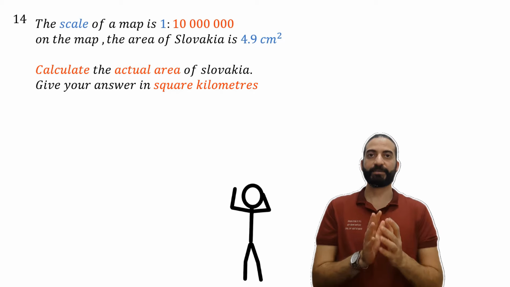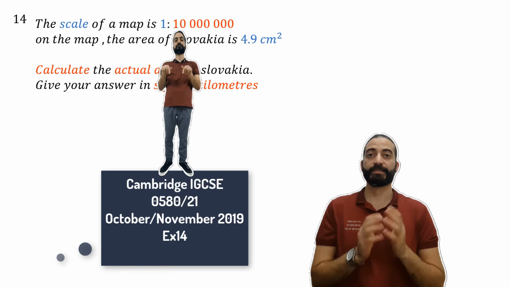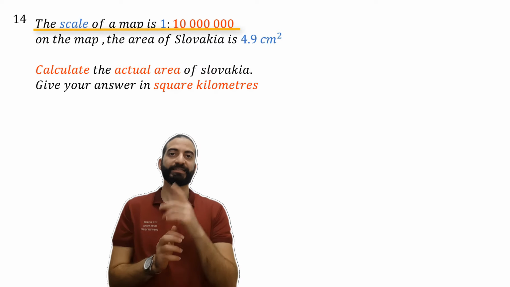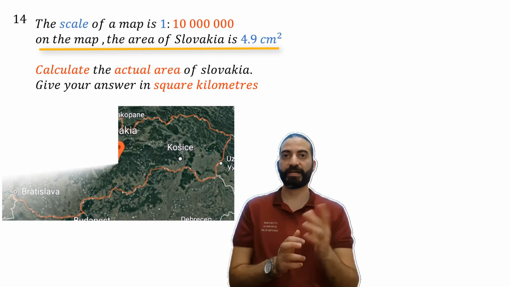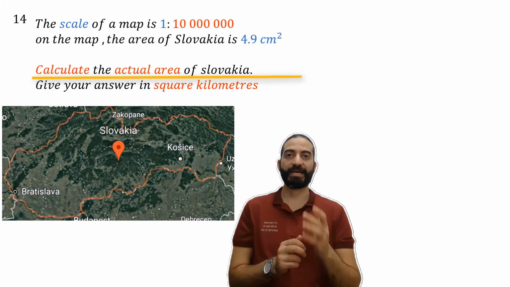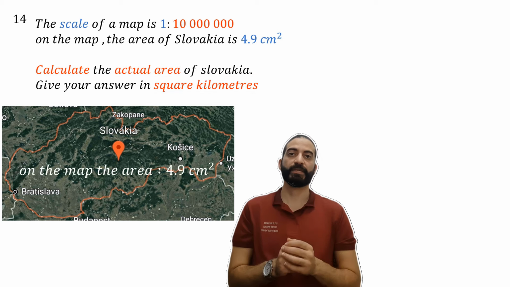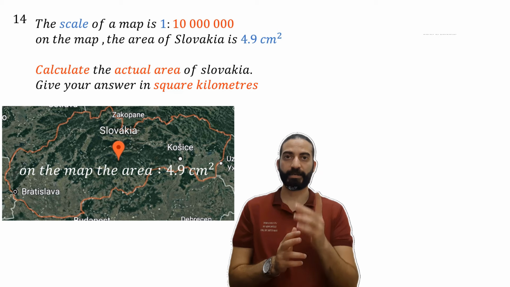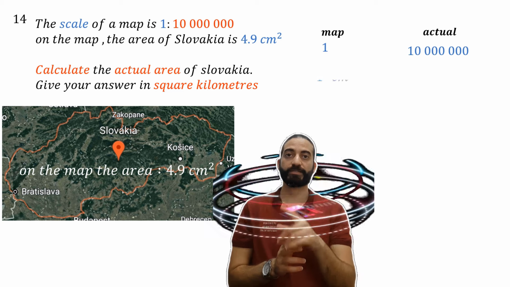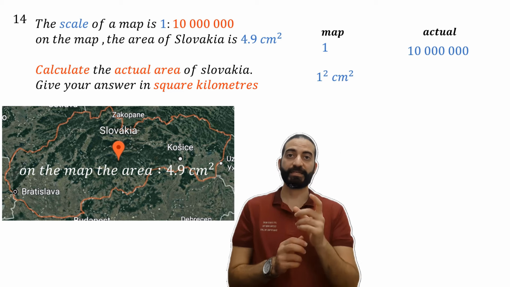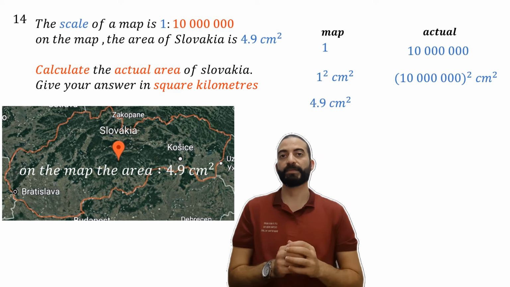Hello everyone. We will start by solving question 14 of the Cambridge IGCSE 2019 exam. The scale of a map is 1 to 10 million. On the map, the area of Slovakia is 4.9 square centimeters. Calculate the actual area of Slovakia. Give your answer in square kilometers. It tells us that 1 centimeter on the map is 10 million in actual. This means that every 1 square centimeter on the map is 10 million square centimeters in actual.